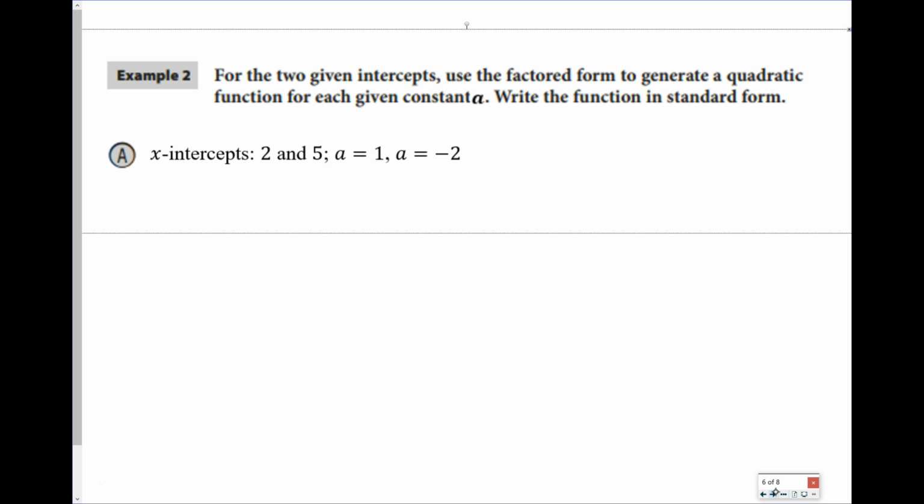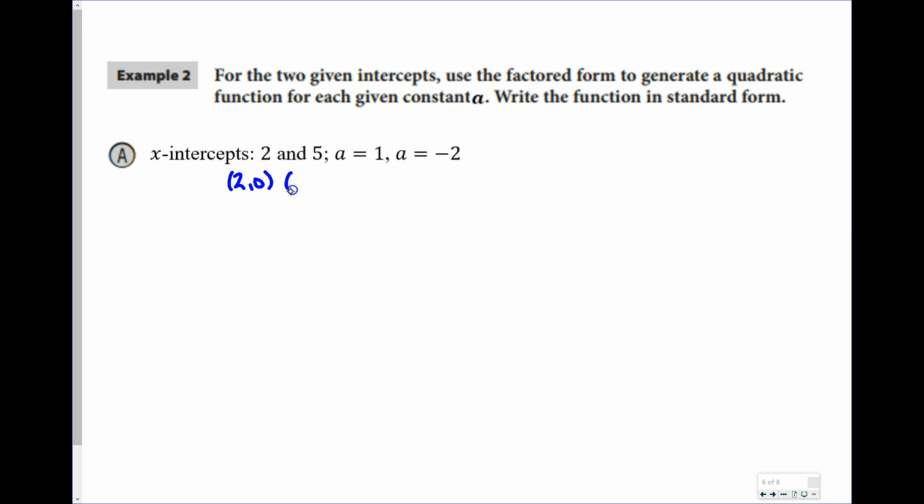I'm also going to have you write an equation if I give you information from factored form. So I'm giving you two x-intercepts. I'm saying, look, you've got an x-intercept of (2, 0) and an x-intercept of (5, 0). You've also got a equals 1 and a equals negative 2. So I want you to write two quadratic functions, one for each constant a. Now this means that you've got to know that factored form looks like this. This is factored form. So we just got to plug everything in.